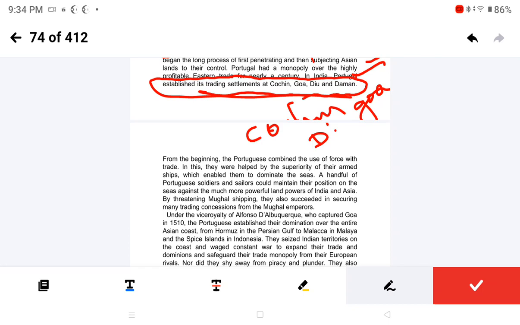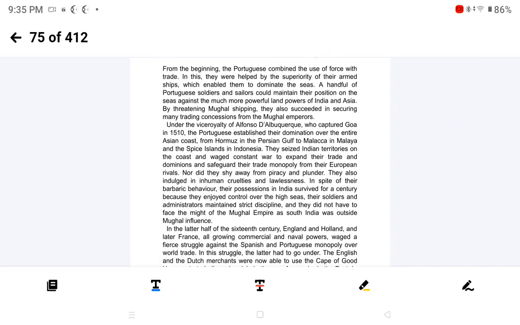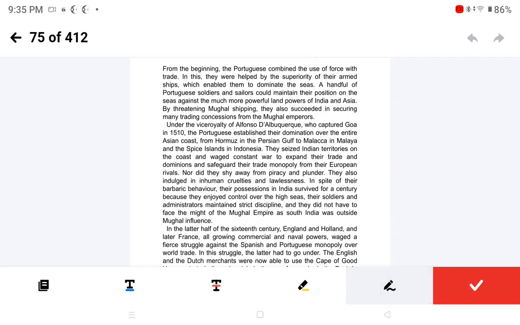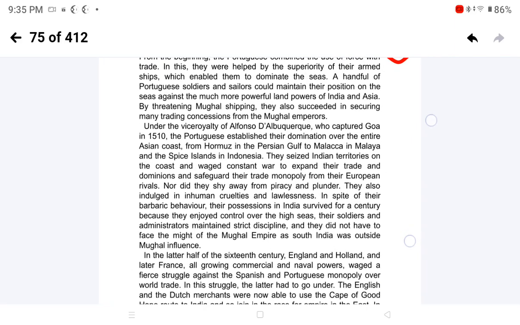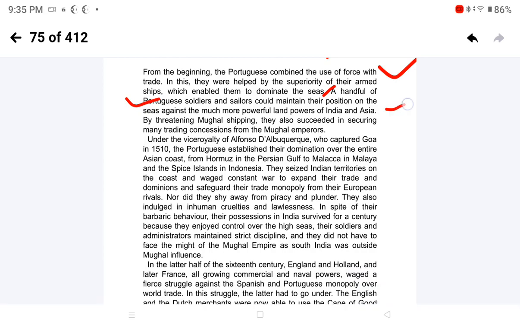Goa, Diu, and Daman. From the beginning, the Portuguese combined the use of force with trade. In this, they were helped by the superiority of their armed ships, which enabled them to dominate the seas. A handful of Portuguese soldiers could maintain their position on the seas against the much more powerful land powers of India and Asia.